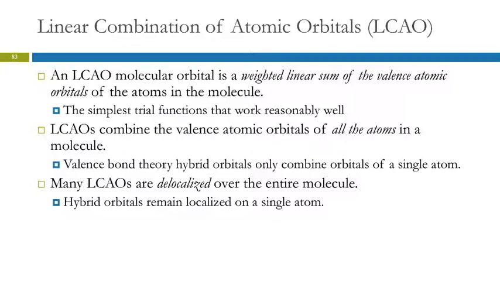So many of these orbitals are delocalized over the entire molecule, whereas the hybrid orbitals we were looking at last week are localized on a single atom. So any questions about the difference between these two theories?